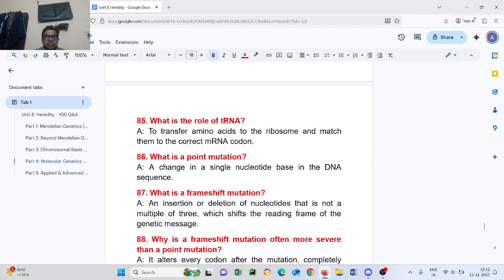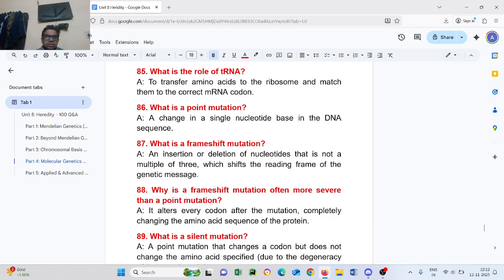What is a frameshift mutation? An insertion or deletion of nucleotides that is not a multiple of 3, which shifts the reading frame of the genetic message. Question number 88. Why is a frameshift mutation often more severe than a point mutation? It alters every codon after the mutation, completely changing the amino acid sequence of the protein.